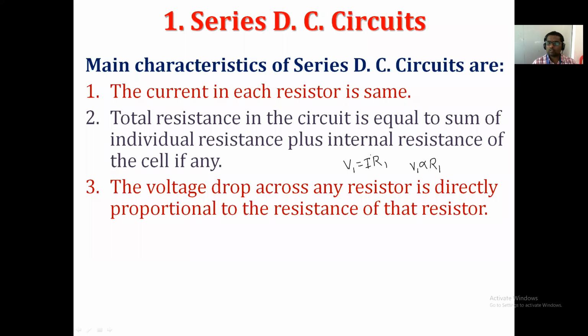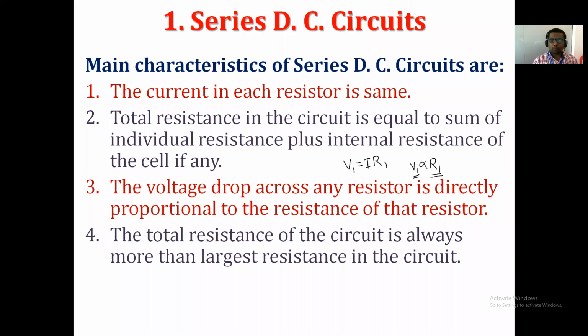I think I have explained that in the explanation as well. If the value of R is greater, then definitely the voltage drop across it is also more. If the value of resistance is small, the voltage drop is also less, because the current is a constant. That's why I have written the third main characteristic: the voltage drop across any resistor is directly proportional to the resistance of that resistor. Are you clear about it? Is it clear? Yes, sir. Okay. Now go to the next.